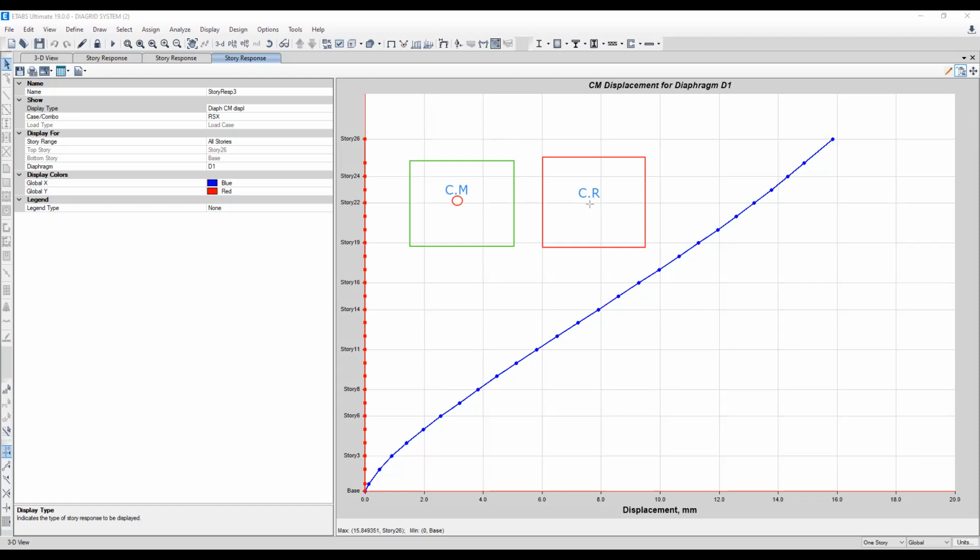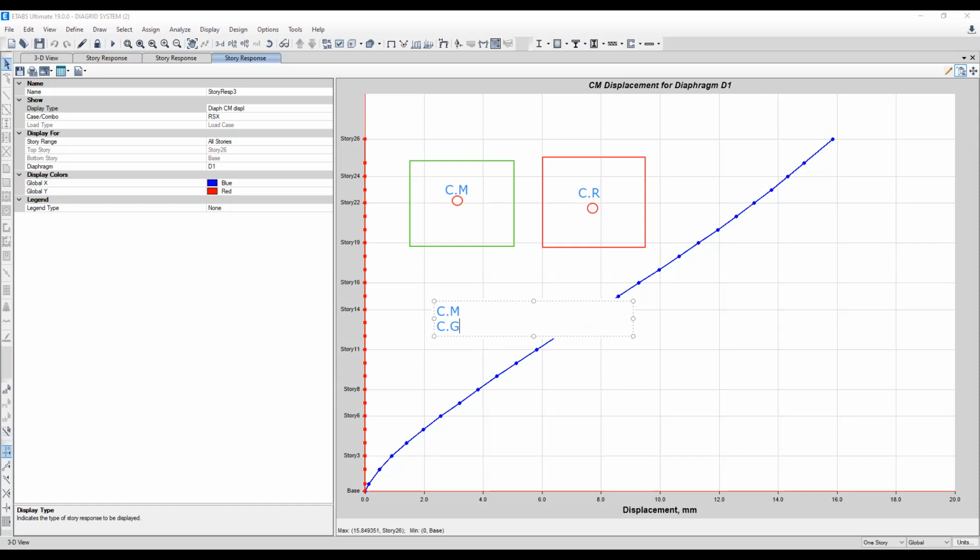So the next point we have is center of rigidity. The center of mass and center of rigidity, if you want to stabilize your structure, the distance between them should be minor. There are some provisions, and you will learn about that also.